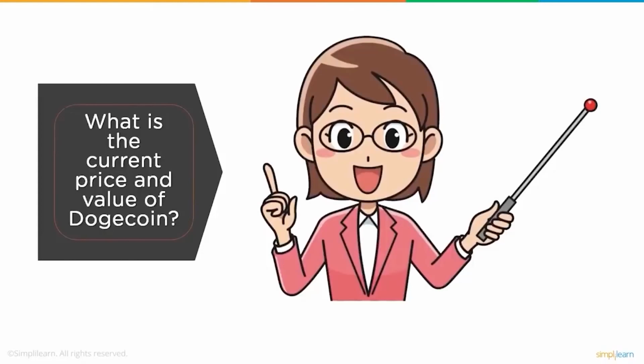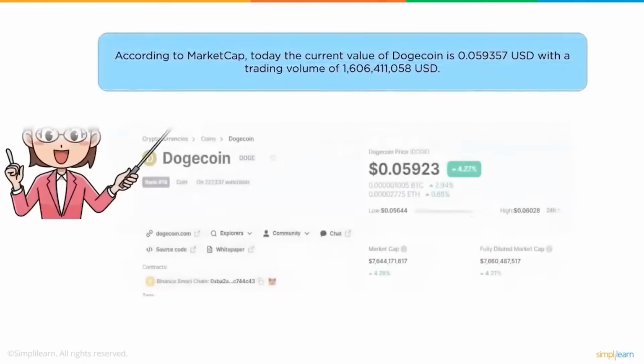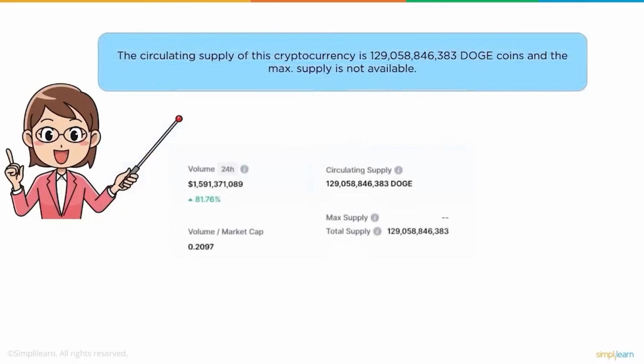Let's have a look at that too. According to the market cap today, the current value of Dogecoin is $0.059357 USD with a trading volume of $16 billion. The circulating supply of this cryptocurrency is 129 billion Dogecoins, and the max supply of Dogecoin is not available.